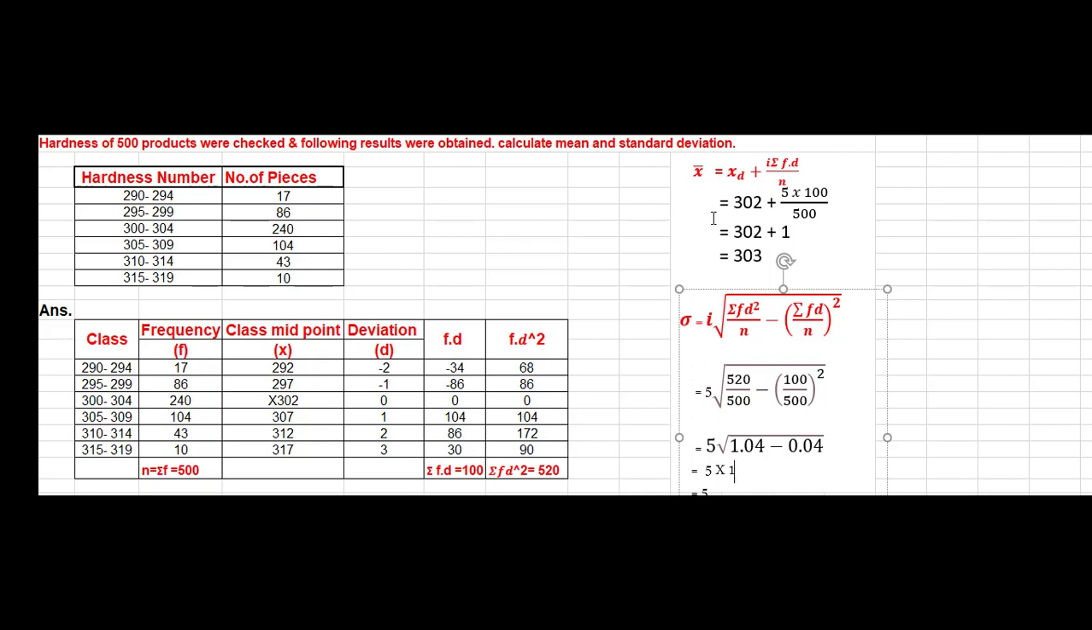So by these equations of mean and standard deviation, we can find the mean and standard deviation of the frequency distribution given in this example. This is an example of how we can find the mean and standard deviation from class and frequency. So we need the class value and the value of frequency to find the mean and standard deviation.